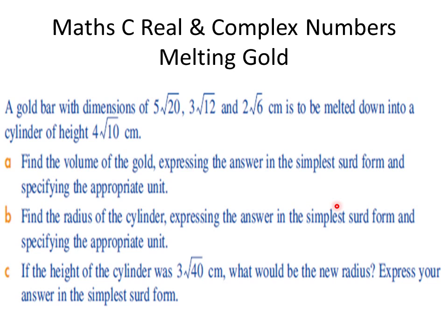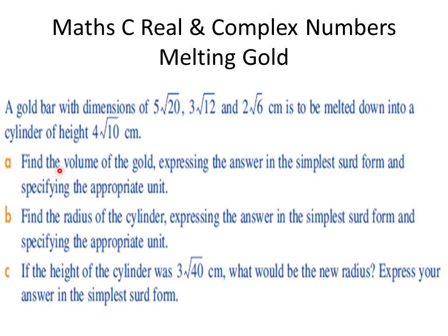The question I have been given is from Maths C, one of the core topics, which is part of real and complex numbers. It's a melting gold question, and the students have a gold bar with dimensions 5 root 20, 3 root 12 and 2 root 6 centimetres, which is to be melted down into a cylinder of height 4 root 10 centimetres.